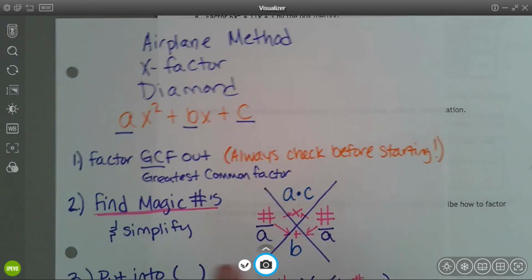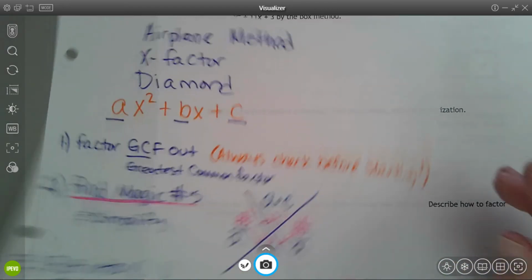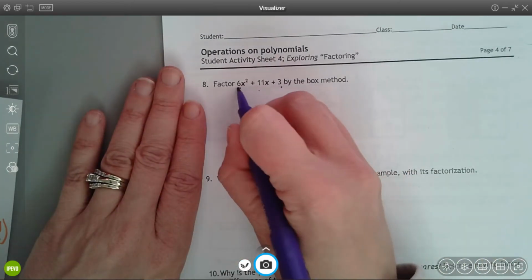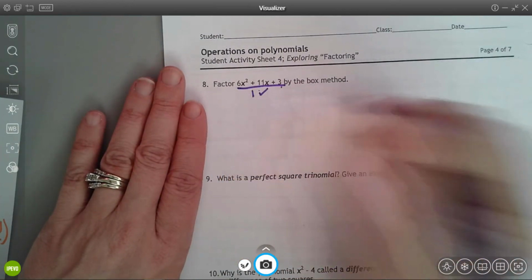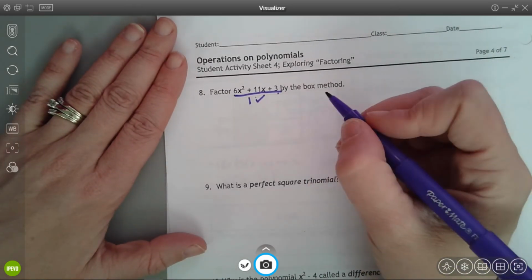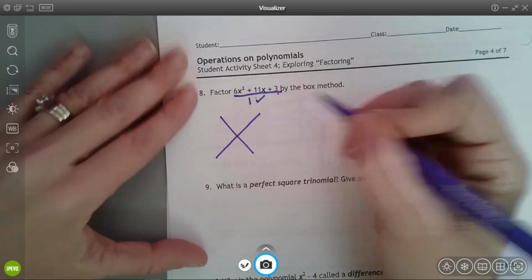So just like before, step 1, factor out a GCF. Always check before starting. When I look at 3, 11, and 6, it's a 1. I'm done. We don't have to factor anything out of that. Step 2, find my magic numbers. Get my propeller set here.